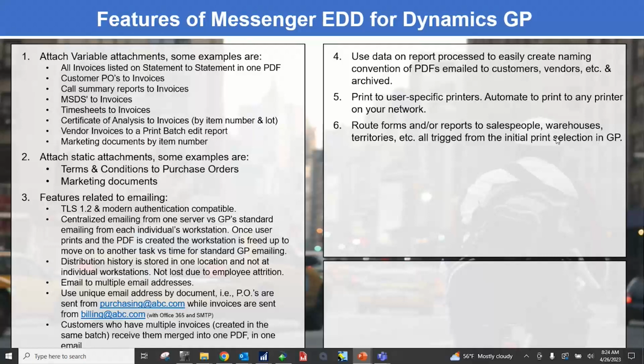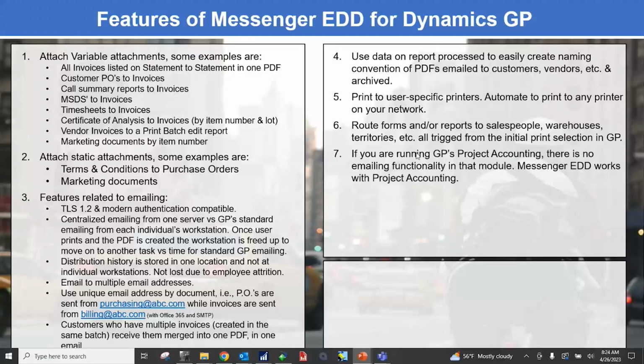We could route copies to salespeople, as I mentioned, shipping documents to warehouses, and it's all triggered through the initial print selection in GP. If you run project accounting or AR invoices, Messenger works with every module of GP that actually prints a report, and also works with about 7 or 8 different ISV packages, other solutions that we've worked with Messenger, and even custom solutions. That's the beauty of it, is that we just work with the print stream, so it really works with anything.